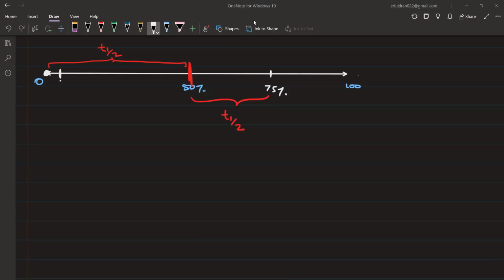Can you understand this? Yes, sir. Please understand. This 50% will become initial again after the T half. That means, for example, T half is equal to 2 minutes. So after 2 minutes, this 50% will be the initial. The reactant doesn't know that it is old; for it the reaction starts from here, right? So that will be your initial concentration.